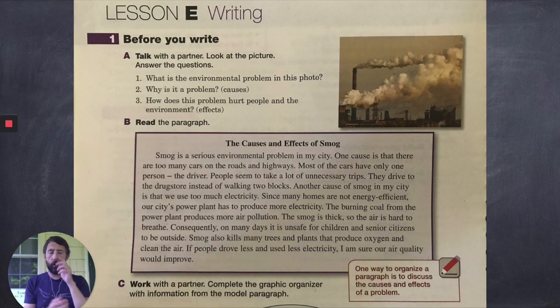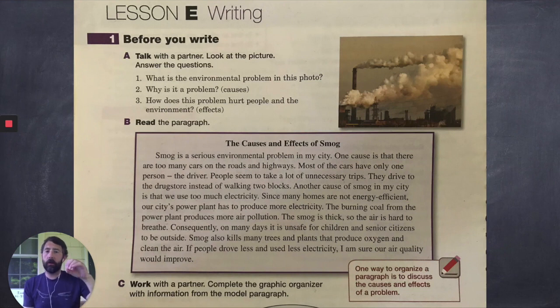But before we start to write, let's look at our questions at the top of page 117. Section 1, it says, before you write, part A, talk with a partner, look at the picture, answer the questions. So it's on the top right corner of my screen, in the top right corner of your book. You'll see a picture, and you see clouds coming out of what looks like a factory. You see the tall smokestack and other things and lots of wires. It's some kind of factory where they make stuff.